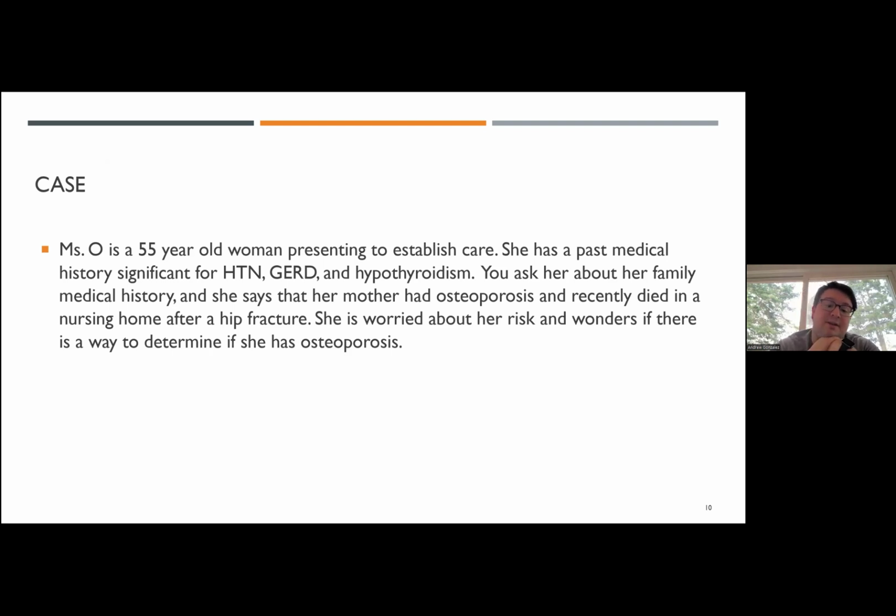You ask her about her family history. She says that she has a mother with osteoporosis who had recently died in a nursing home from complications of hip fracture. And she is worried about her risks and wonders if there's a way to determine if she has osteoporosis. So we ask the question, we give the answer.